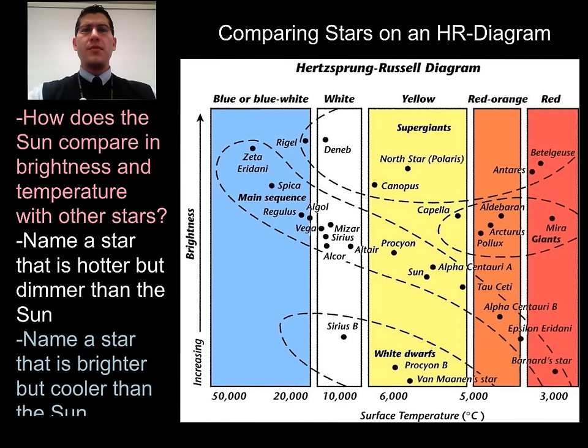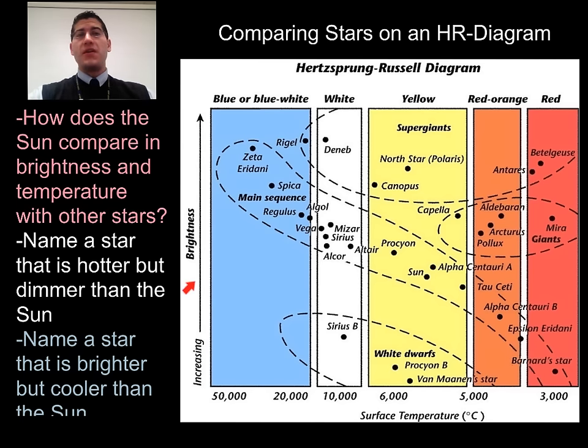The main thing that you'll be expected to do on an HR diagram is to describe stars. So let's take a look at the three examples written below on the slide. First of all, how does the sun compare in brightness and temperature with other stars? So the sun is right here on our graph. Its temperature is hotter than many stars, but it's also cooler than the stars off to its left. In many ways, we can describe its temperature as just being average. Likewise, its brightness is also average.